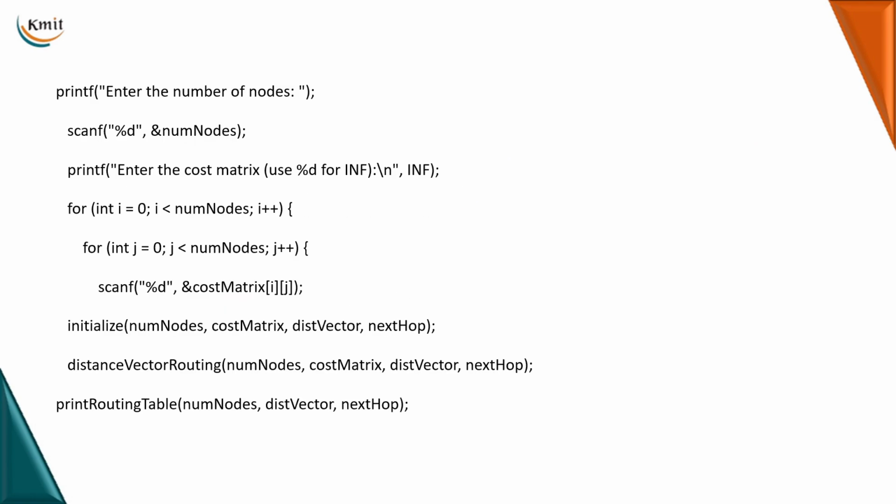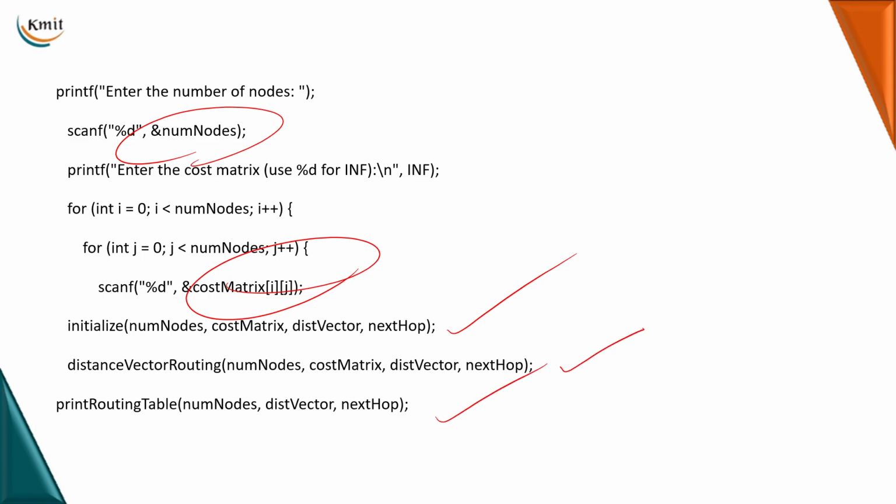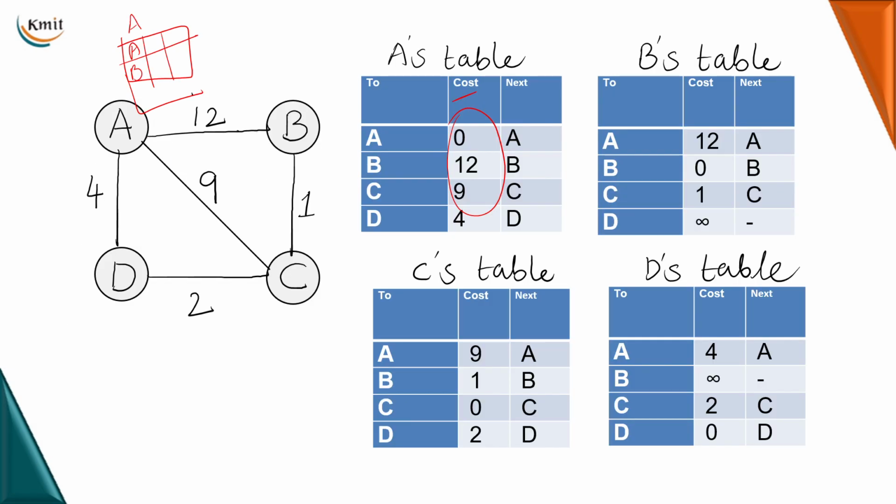Okay. See here, from the main function, I am taking the input as the number of nodes. I am taking the input of the cost matrix. Okay. And I am calling the function for initializing, for performing the distance vector routing algorithm and printing the routing table. So this is the same example being taken in the video.